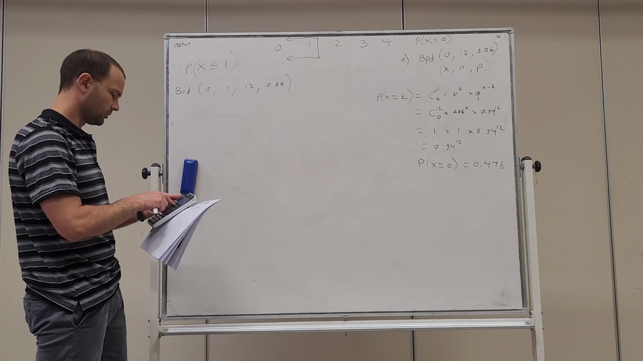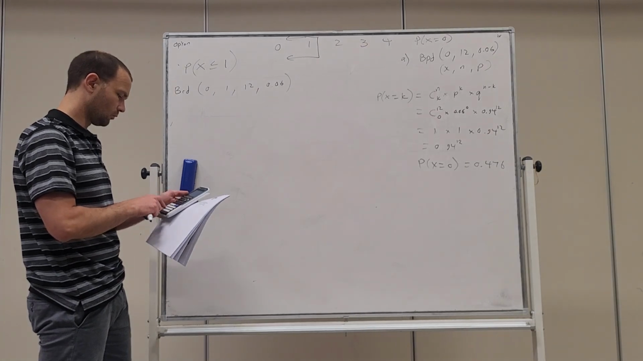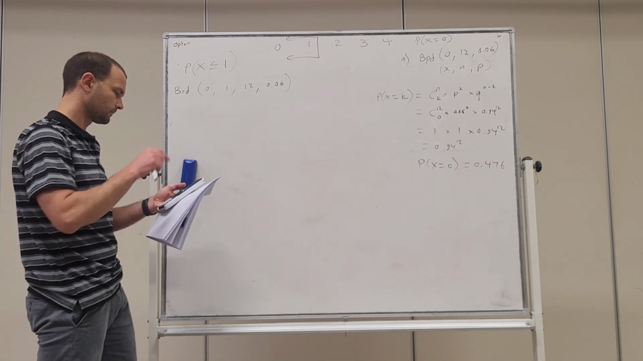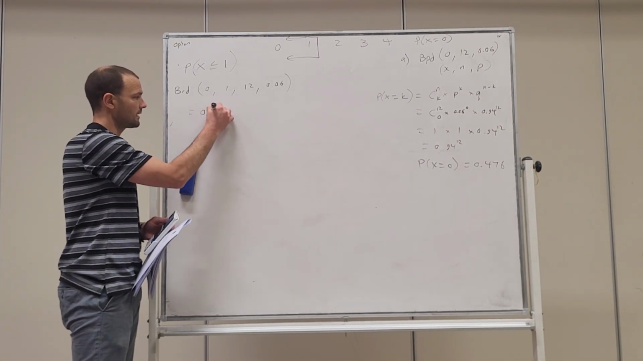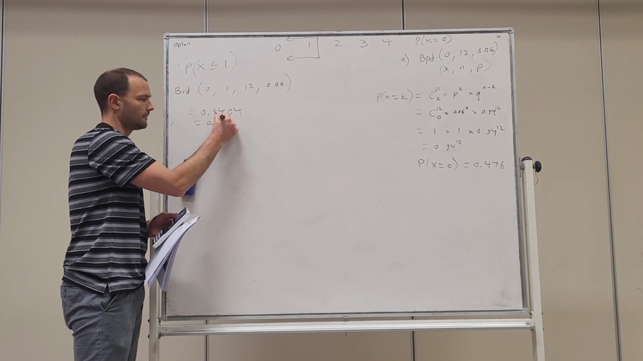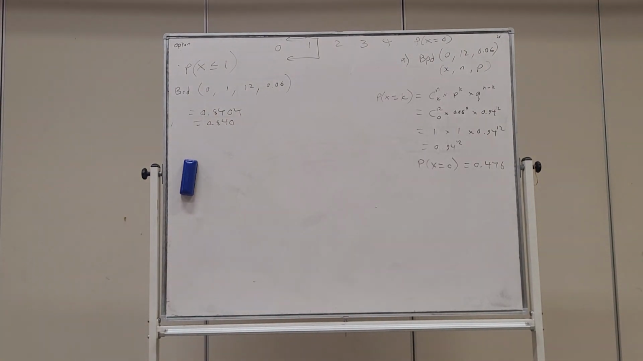Option, stat, distribution, binomial BCD, 0, 1, 12, 0.06. 0.8404, 0.840. Okay, that's B. At most 1 will be faulty.